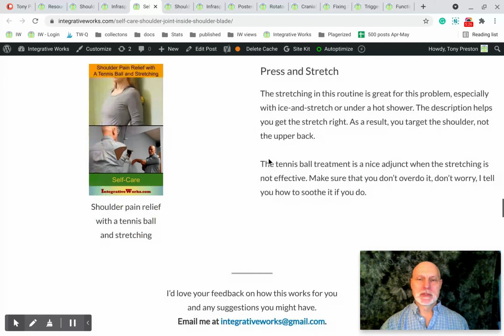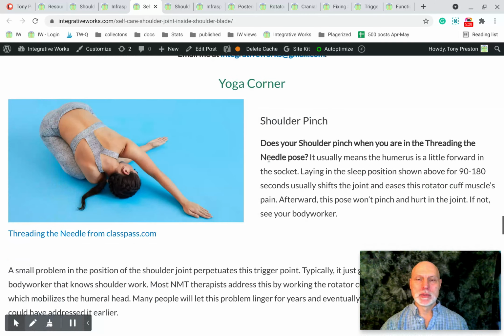After the stretches and exercise section, I then go through a yoga corner. The yoga corner talks about either yoga poses that are aggravated by this problem or yoga poses that help this problem, or some concerns that you would have if you're a yoga practitioner in relationship to this pain pattern.